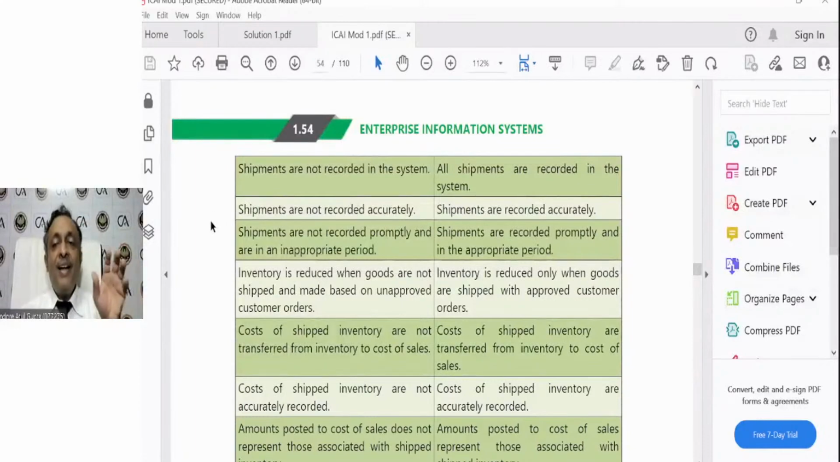So not recording and inaccurate recording. So two different kinds of errors. Not recording promptly. So delayed invoicing. That is important. In fact, on point number 3, this one, what further can you say? Multiply. Pure accounting issue. Multiply and tell what further wrong can be there. Shipments are not recorded promptly and are in inappropriate period. Please say.